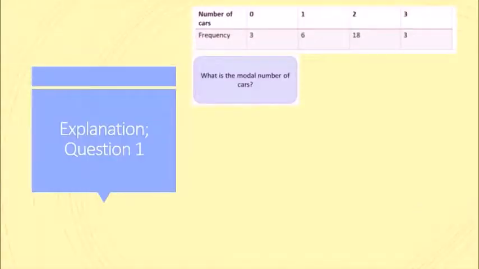Okay, the modal number of cars means the highest frequency. So which number of cars is most frequent? And it's quite evident from the table that the highest frequency is 18, or 2 cars in a household, so the modal number would be 2 cars.